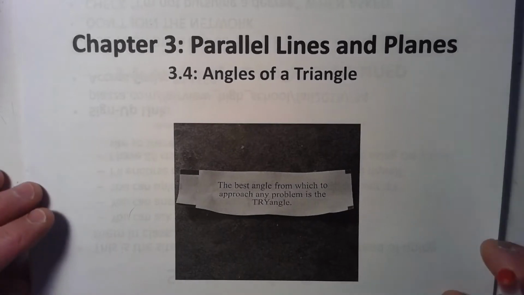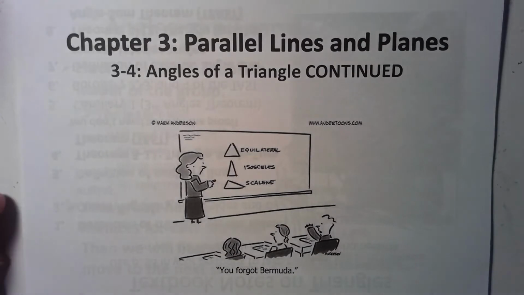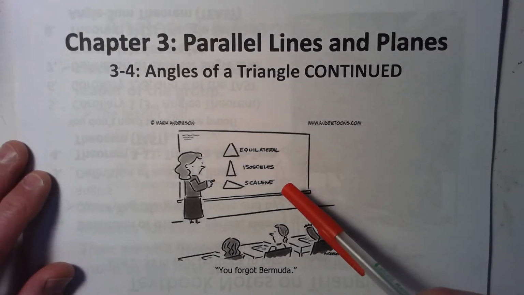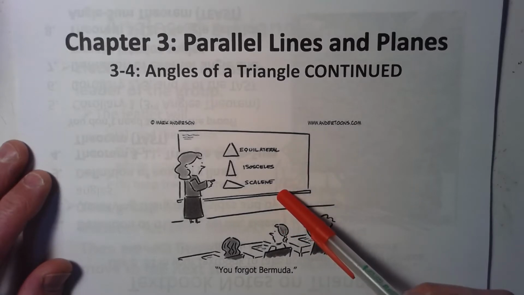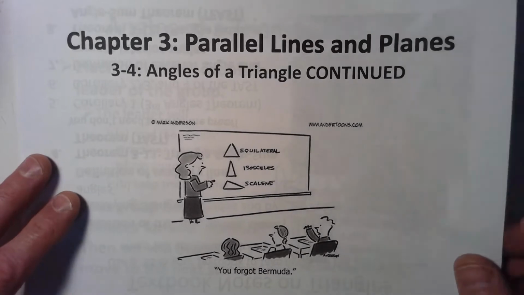Love it. Love this one. So good. Moving on, we have another one. Yay! So we've got equilateral, isosceles, and scalene all classified by side. And then homeboy pipes up and says, "You forgot the Bermuda Triangle."